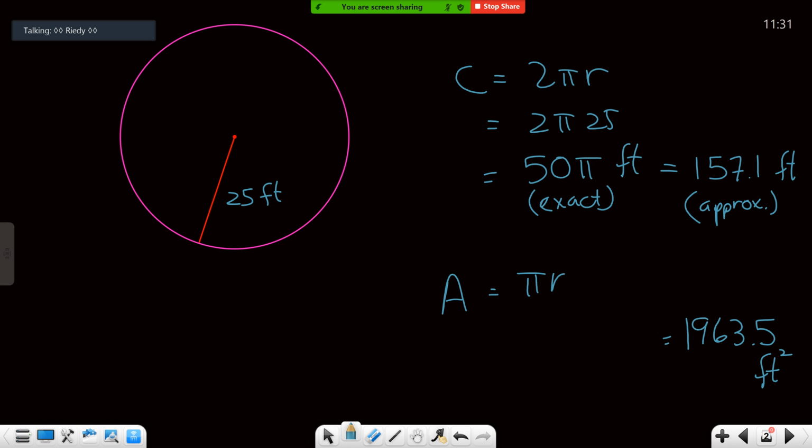But again, starting with a blank formula, I assume you put in 25 there. 25 squared. Okay, so then that's my approximate answer. However, if I asked you for my exact answer, you would get 625 pi feet squared. And notice the units on area are squared units. The units on circumference are linear because that's something you're measuring with the tape measure.